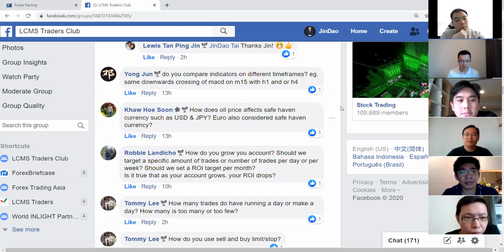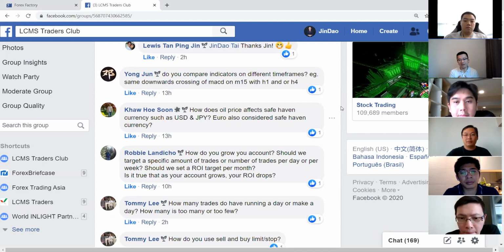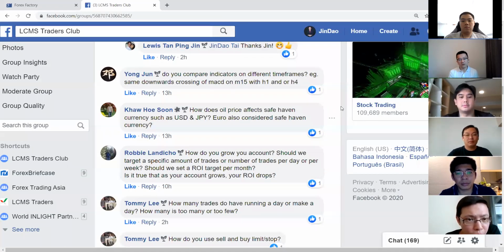Ho-Soon asked a question, how does oil price affect safe haven currencies such as USD and JPY? Euro is also considered a safe haven currency. Oil prices affect safe haven currencies depending on the price of oil, all right? So it doesn't always have a direct correlation to the US dollar or yen in terms of the movements, depending on its price.